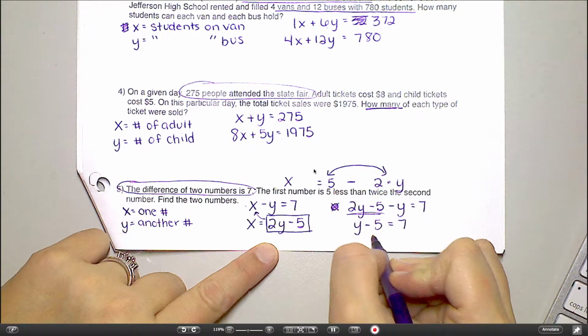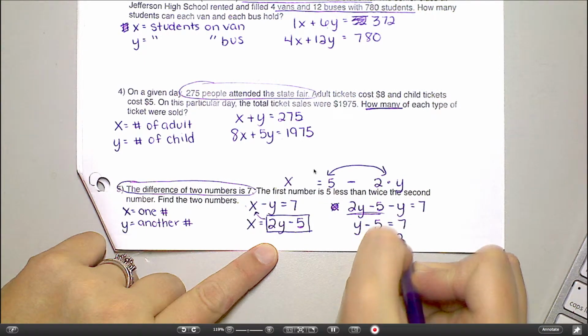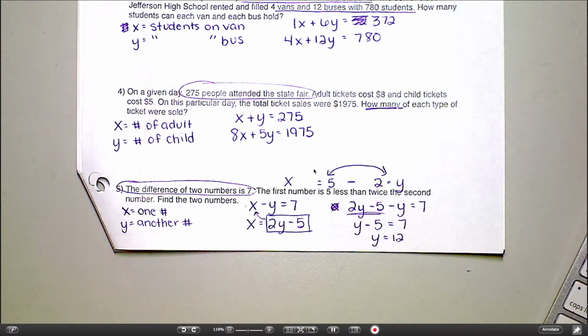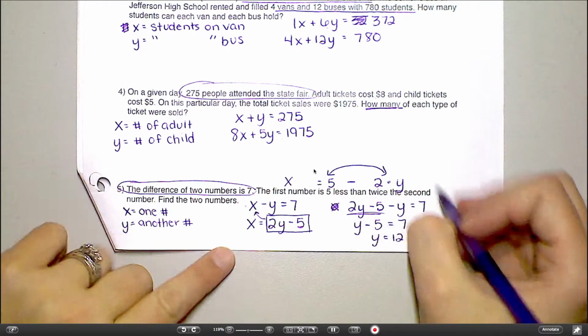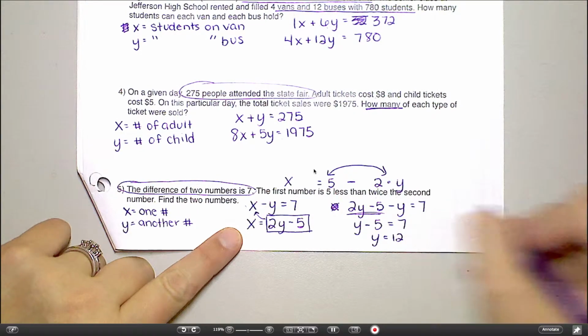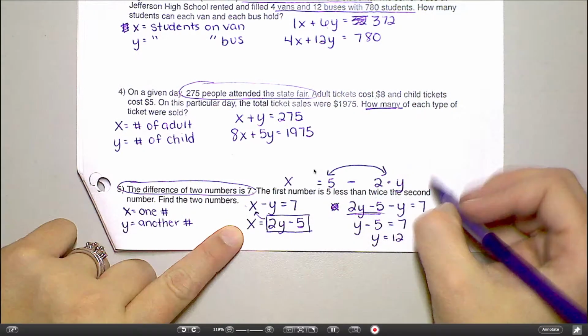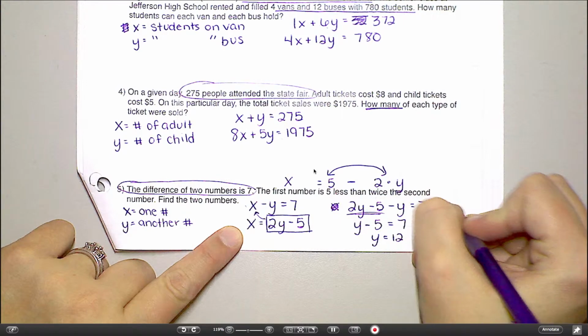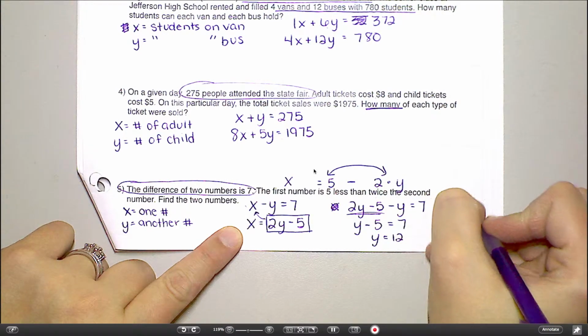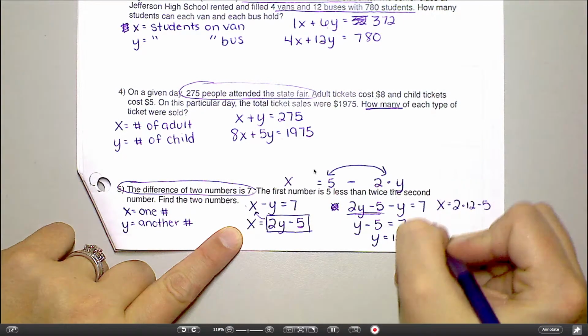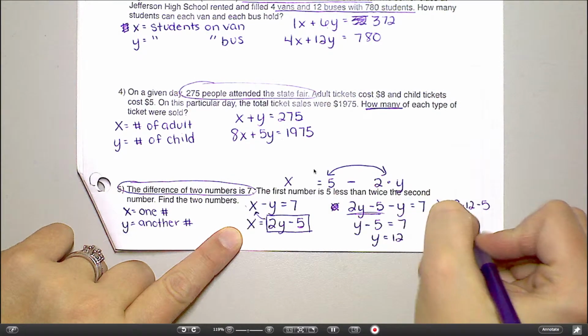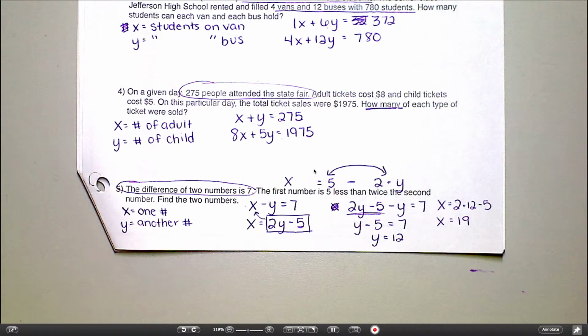And add the 5 to the other side, y equals 12. Now I have to go back and find my other number. Okay? So I know I'm going to go back to that first equation. Well, no, I'm going to do the second equation because the second equation says x equals. So x is equal to 2 times 12 minus 5. What's that equal? 19. Good. Well, couldn't you just, if x minus y equals 7, then you just do 12 plus 7? Yeah, that would work too.